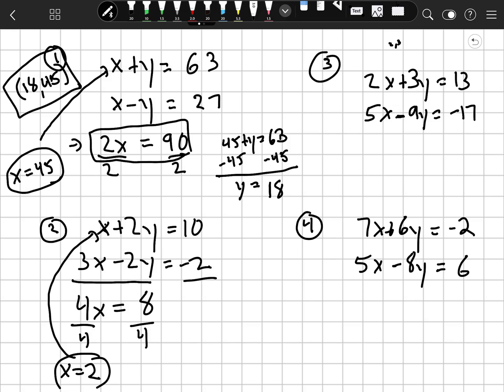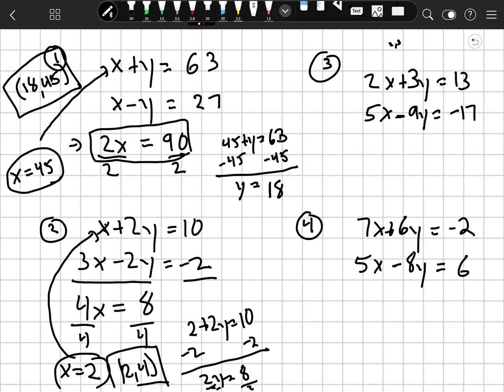And once we know x is 2, we can plug it back in right there. So 2 plus 2y equals 10. We're going to subtract 2, 2y equals 8, and then divide by 2, and y is 4. 2 comma 4, that's your answer right there. X is 2, y is 4. It's always good to check your answer. If I plugged in 2 for x and 4 for y there, you'd have 10.